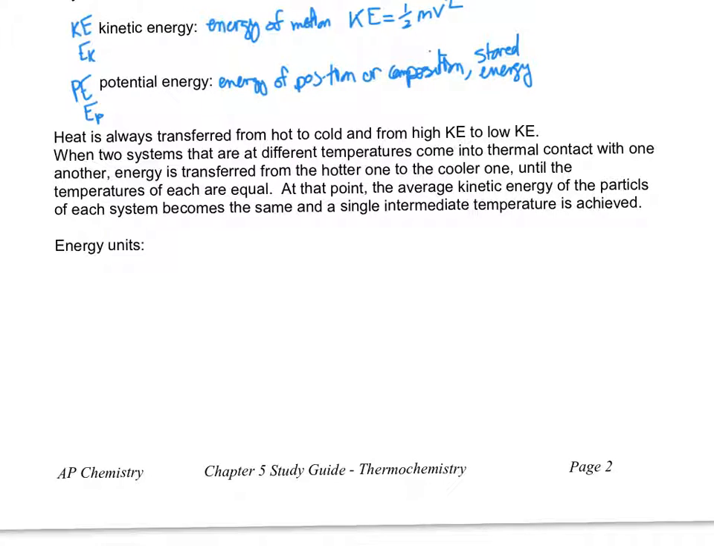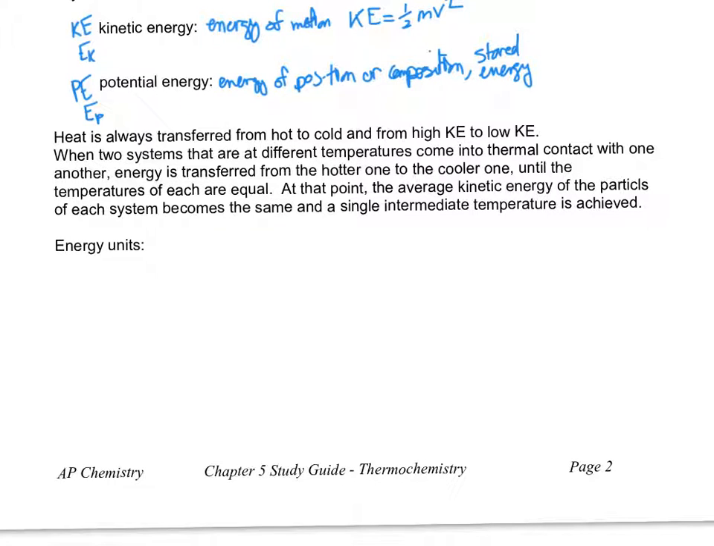As we said before, heat is always transferred from hot to cold. So that means from high kinetic energy to low kinetic energy. So the faster particles, when they touch the slower particles, make the slower particles go faster, and the fast particles get a little bit slower. So when the two systems are at different temperatures, meaning that they have different kinetic energies, when they come in contact with one another, the energy is transferred from the hotter to the cooler one until the temperatures are equal. At that point, the average kinetic energy of the particles in each of the systems becomes the same, and usually it's an intermediate temperature between the hot and the cold temperatures.